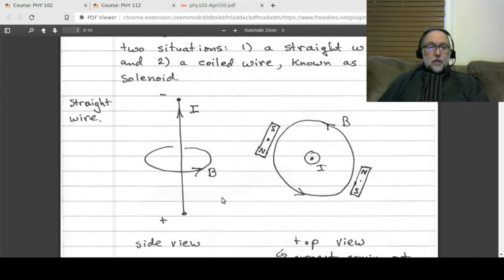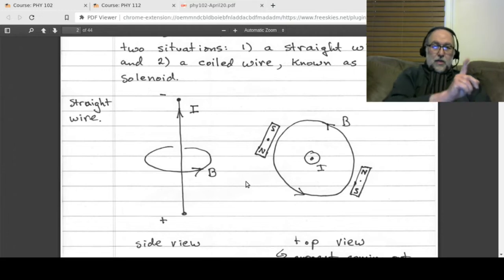You can see here's the current over here. The current is going up, so I'm going to point my thumb up. You'll notice that my fingers curl around my thumb, and they point in the direction in which the magnetic field is going to circulate. It takes a little bit of thinking about it, but just point your thumb in the direction of the current. My thumb is pointing up, and my fingers point in the direction of the circulation. So if the wire is going up like this, the B field circulates like this.